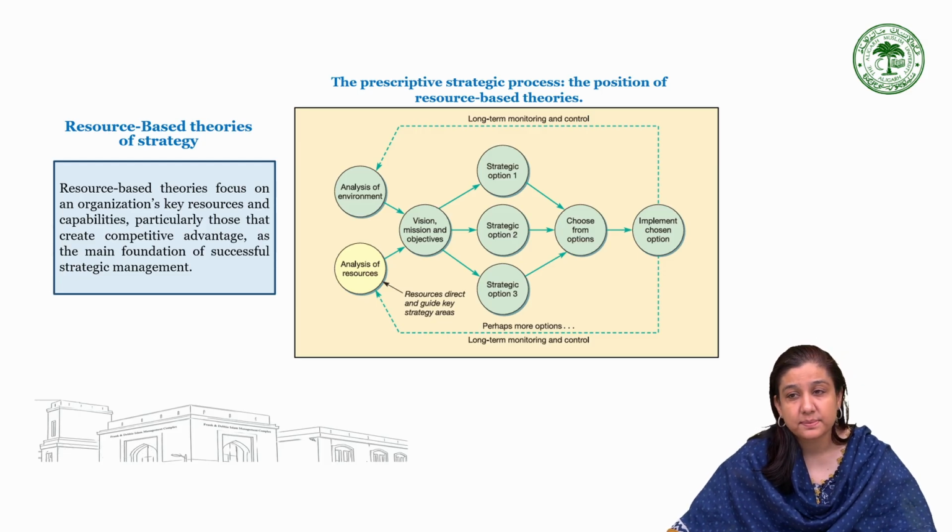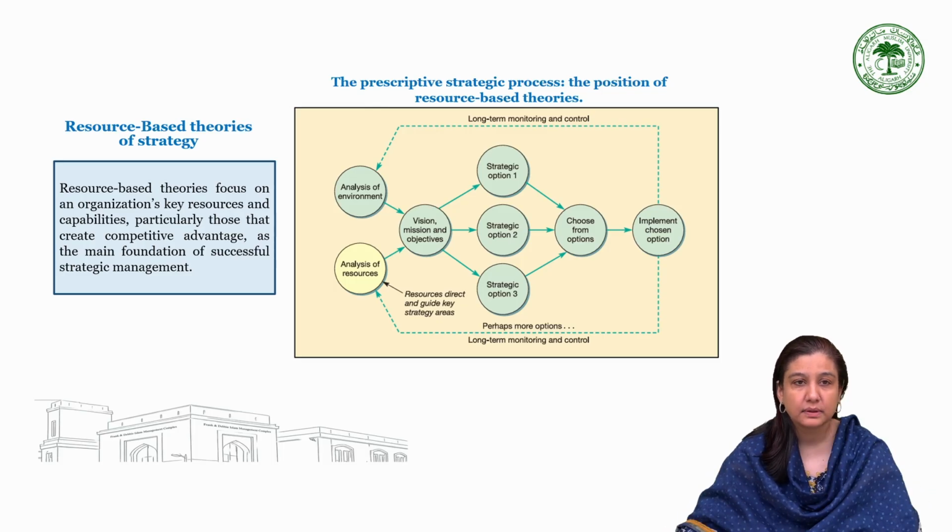According to this perspective, sustainable competitive advantage is achieved from valuable organizational resources and capabilities. Examples include skilled employees, strong brands, patents, advanced technology, and organizational knowledge. Competitors may copy products, but unique resources are often difficult to copy.